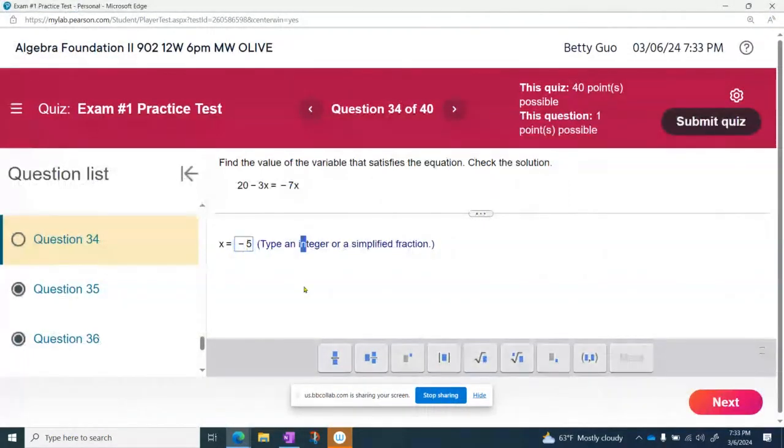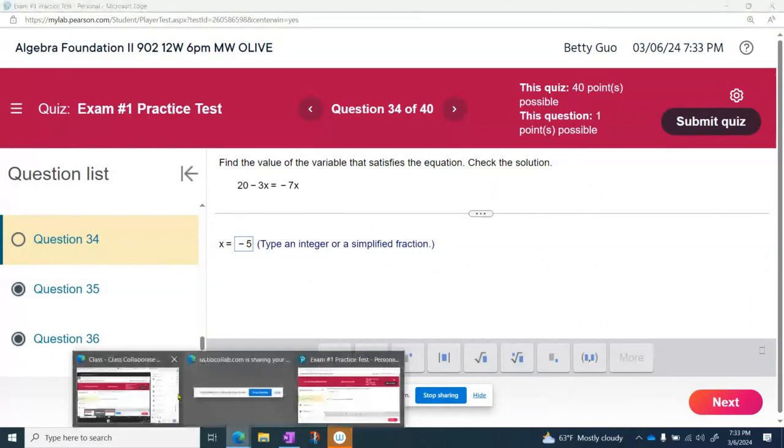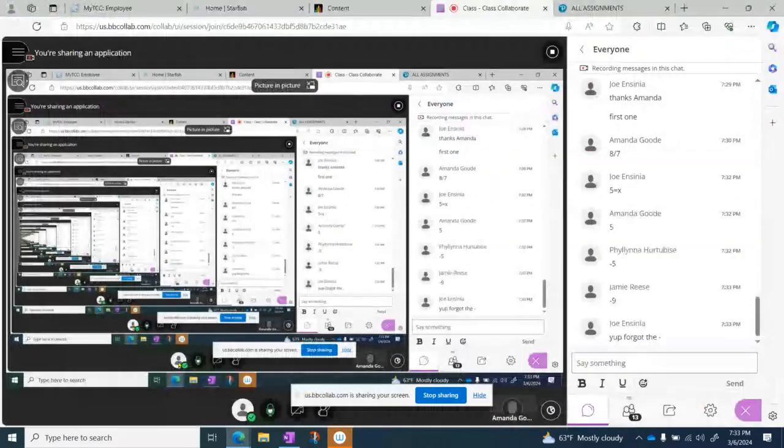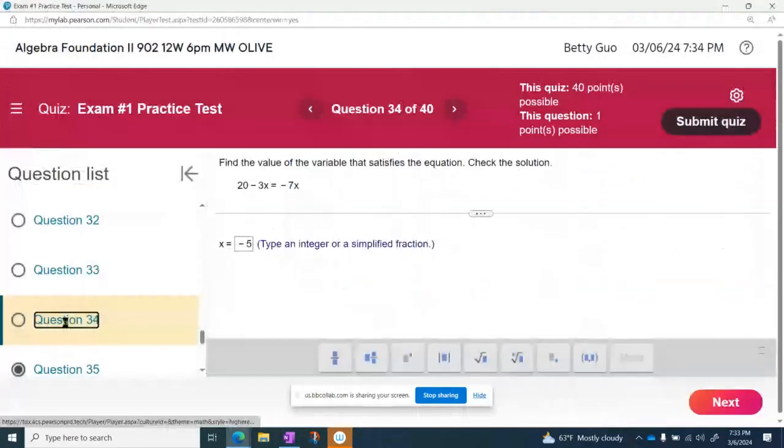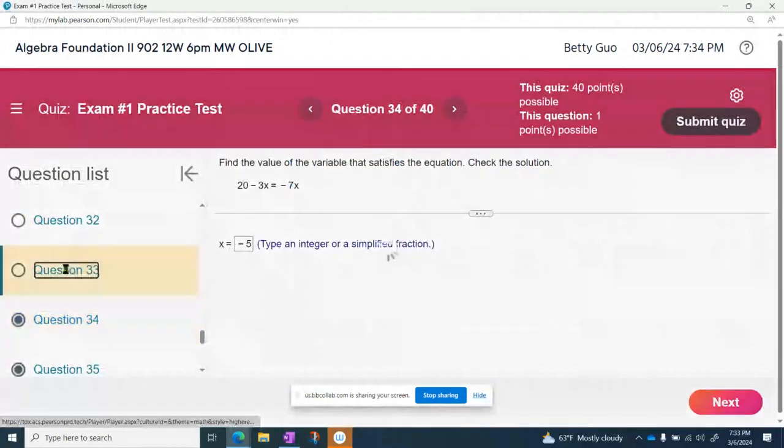Okay, let's check. On the right side, -7 times -5 is positive 35. On the left, -3 times -5 is positive 15, plus 20 is positive 35 as well. It has to be -5, okay? And a sign error is seen as a mistake. You're very close, but you won't get a point because of the sign error. That's something we need to be very cautious about. Number 33. Try this one, guys.